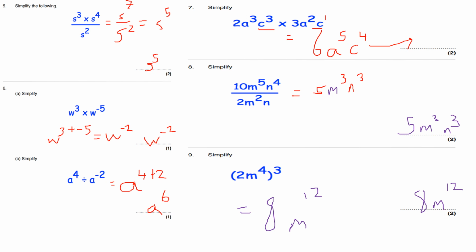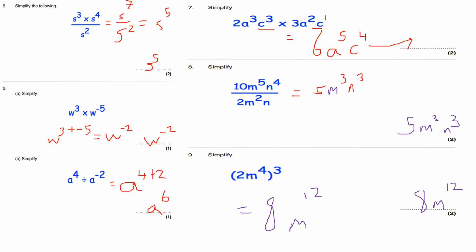Right, guys, that's the end of today's video. Sorry if I went through it pretty quick, but hopefully you're happy with it. Just to summarize, if you're multiplying with the same base, you add the powers together. If you're dividing with the same base, you subtract the powers. If there's a power to a power, then you multiply the powers together. So if it's a power in a bracket raised to a power, then you multiply the powers.